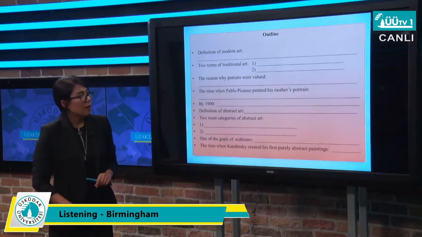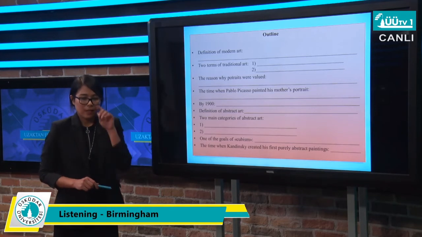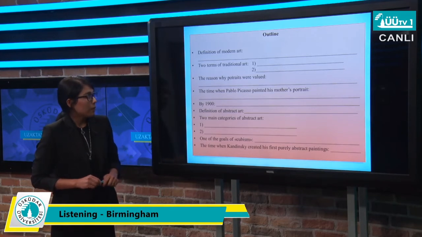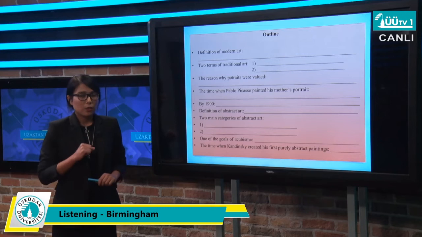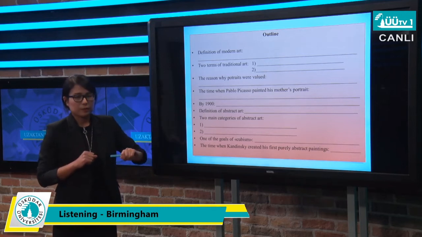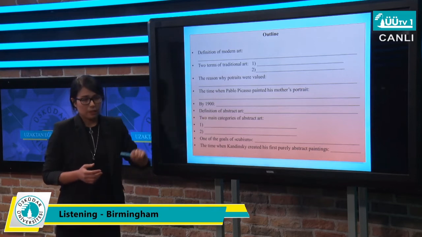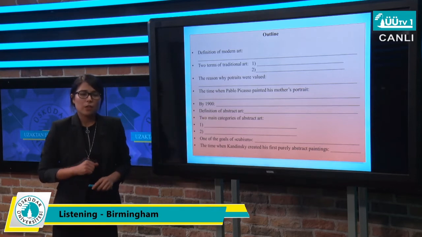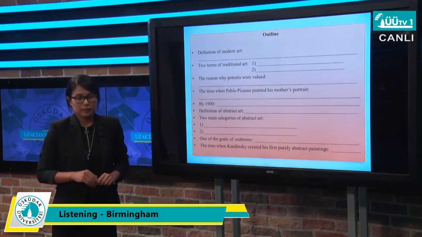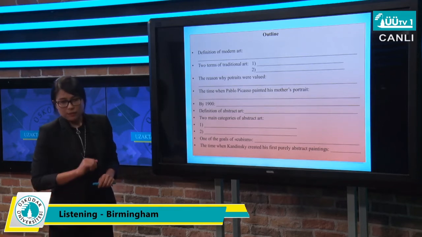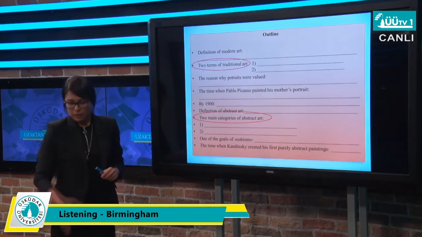Okay, now let's go back to our outline sheets. In this outline sheet, as you see, we have to write two terms and two main categories of something. Here is traditional art, here abstract art. But how do we know that the speaker is going to list? There are also again some phrases that the speaker is going to use.